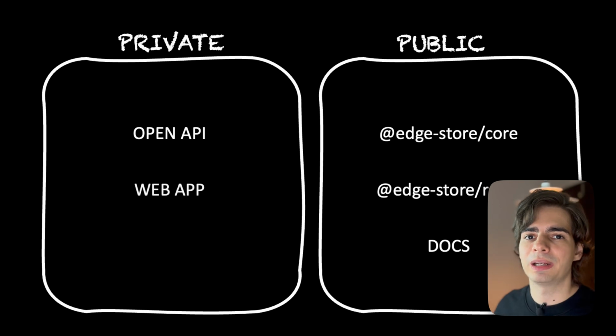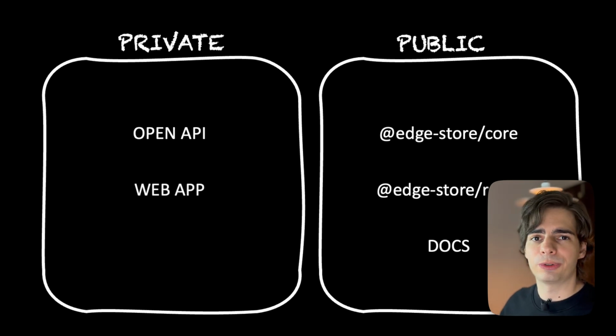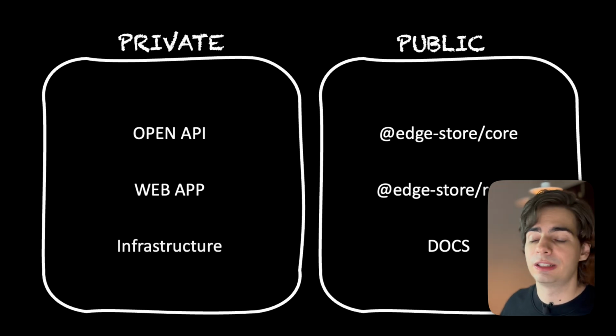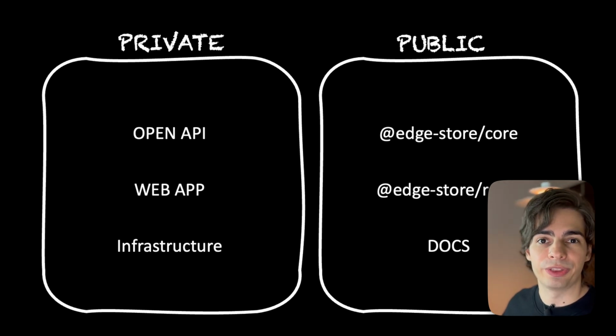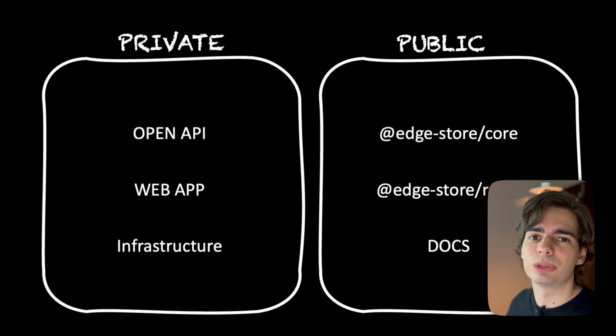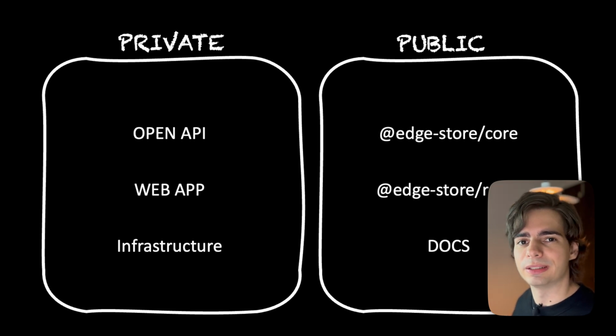Then we have our web app, which is where people are going to create their projects and upload images and stuff from the Edge Store UI. And finally, we have the infrastructure, which is also gonna be templated in code so that we can modify and deploy our infrastructure with ease. Now let me show you the actual public repository and how I'm building stuff.